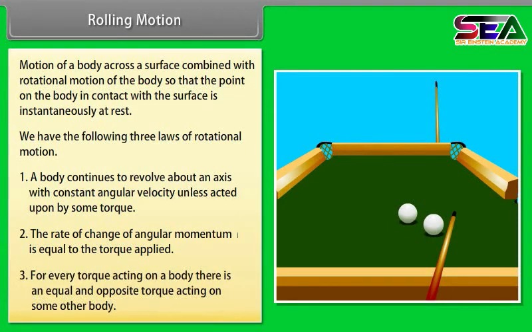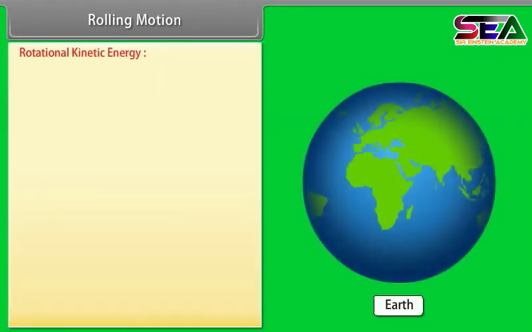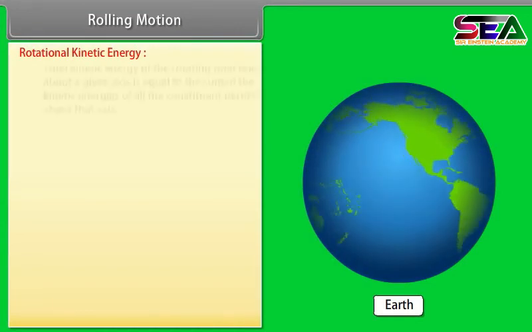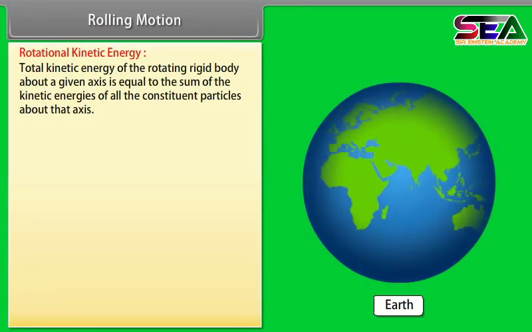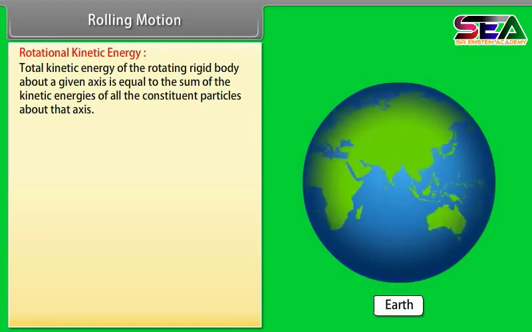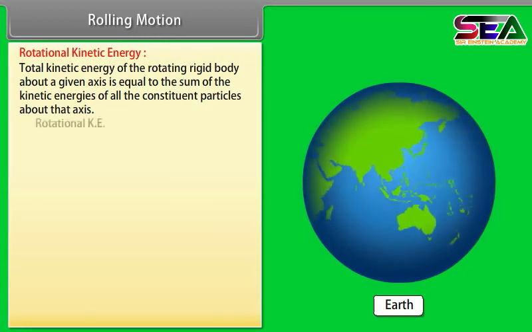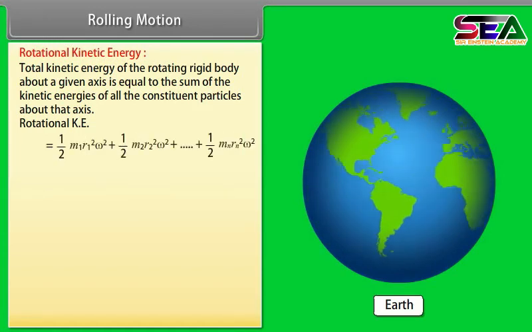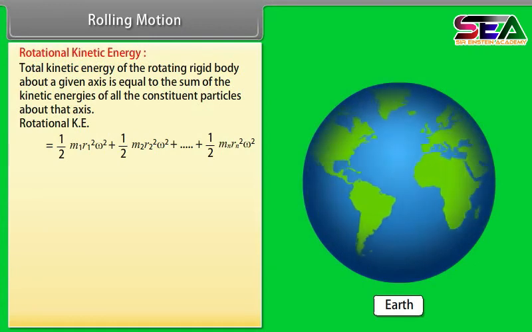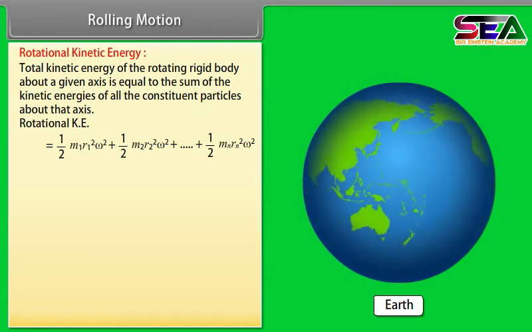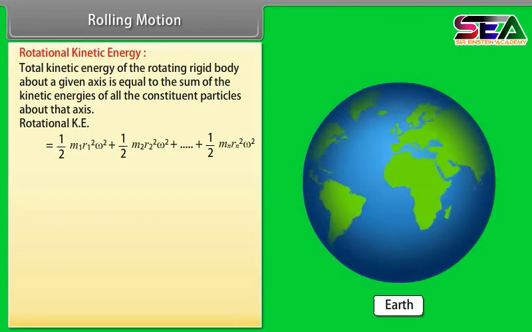Number 3. For every torque acting on a body, there is an equal and opposite torque acting on some other body. Rotational kinetic energy. Total kinetic energy of the rotating rigid body about a given axis is equal to the sum of the kinetic energies of all the constituent particles about that axis. Rotational kinetic energy is equal to half m1 r1 square omega square plus half m2 r2 square omega square plus so on till half mn rn square omega square.